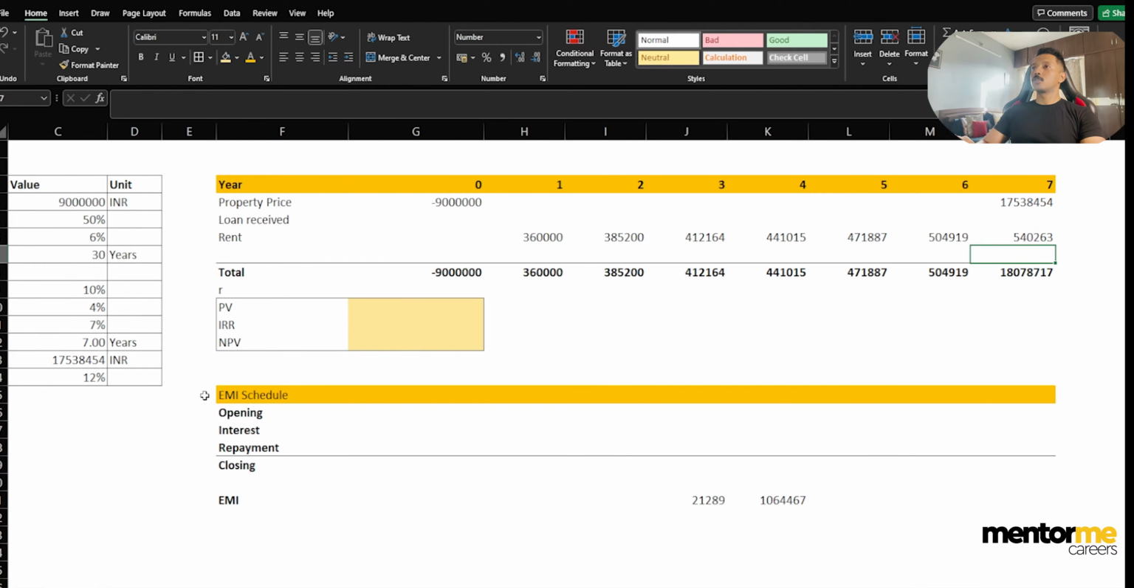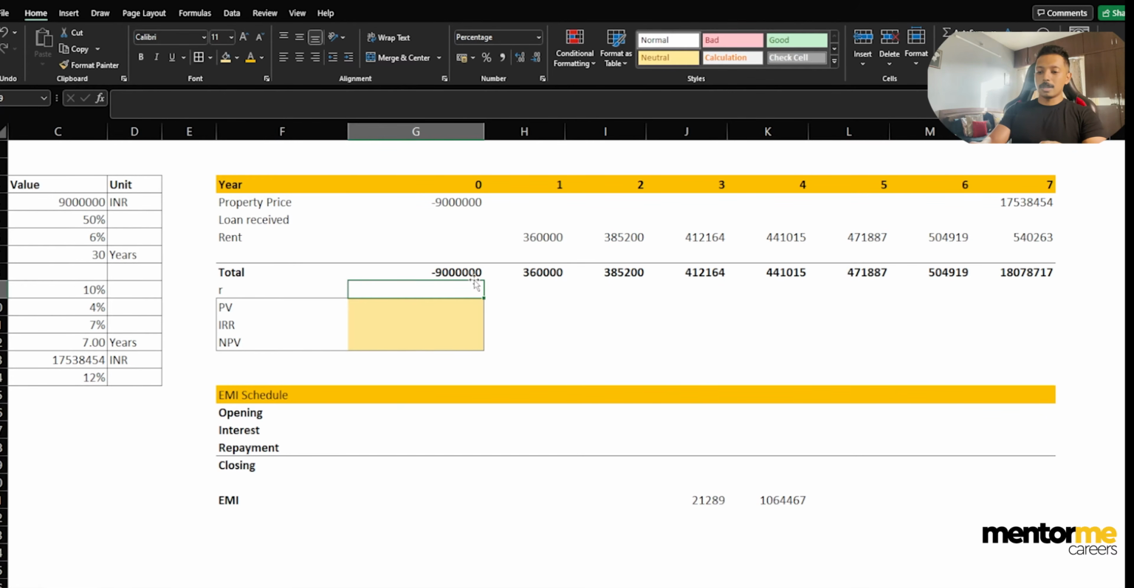All right. So in total, this is how money is going to look overall. 90 lakhs goes out of my bank account. Then I'm getting 3 lakh 60, then 3 lakh 85, 412, etc., till year 7. But this has really no meaning. I mean, what calculation do I perform to decide?